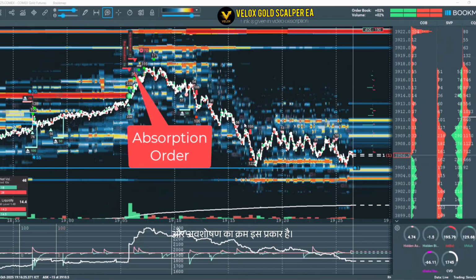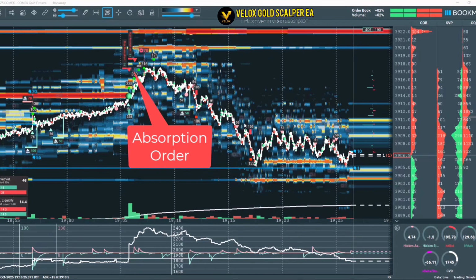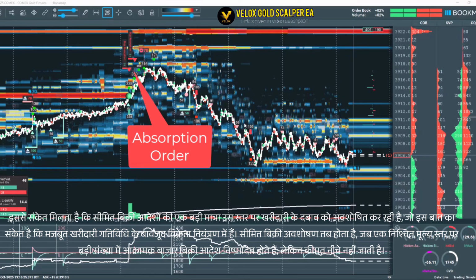And this is the absorption order. Buy absorption occurs when a large number of aggressive market buy orders are executed at a specific price level, yet the price fails to move higher. This indicates that a substantial volume of limit sell orders is absorbing the buying pressure at that level. A sign that sellers are in control, despite the presence of strong buying activity.